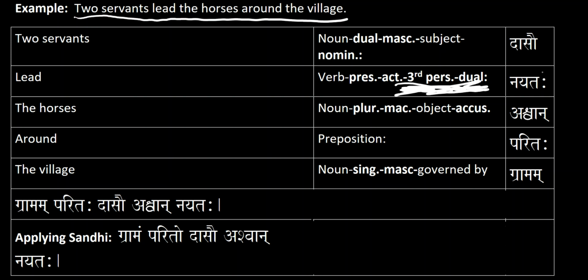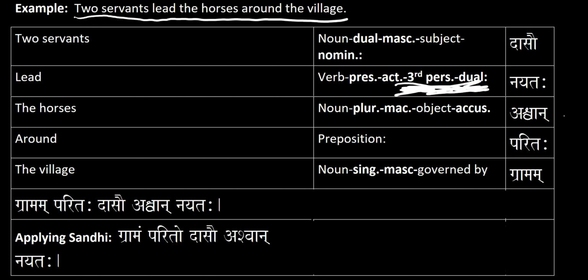Then we have the horses. Two servants lead the horses could be a sentence by itself, so that means that the horses is actually the object of the sentence. That is why this is going to be in the accusative case, but since it's the horses and not the two horses or the horse, it has to be accusative plural. And then I have aśvān. That's how I have aśvān.